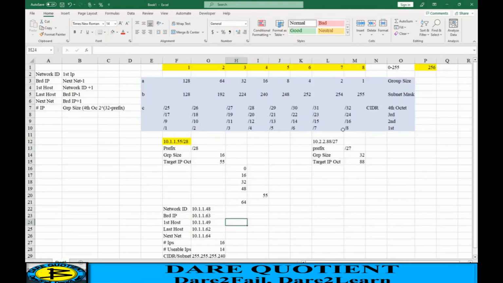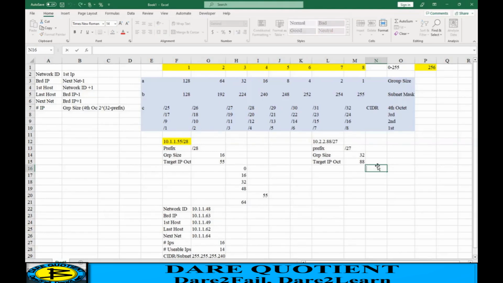The target IP octet is the full octet, and the value is 88. So we have a /27 that gives a group size of 32. So what do we do next? We go from 0 in increments of our group size, or step increments of our group size, until we go past our target IP octet value of 88 in this case.